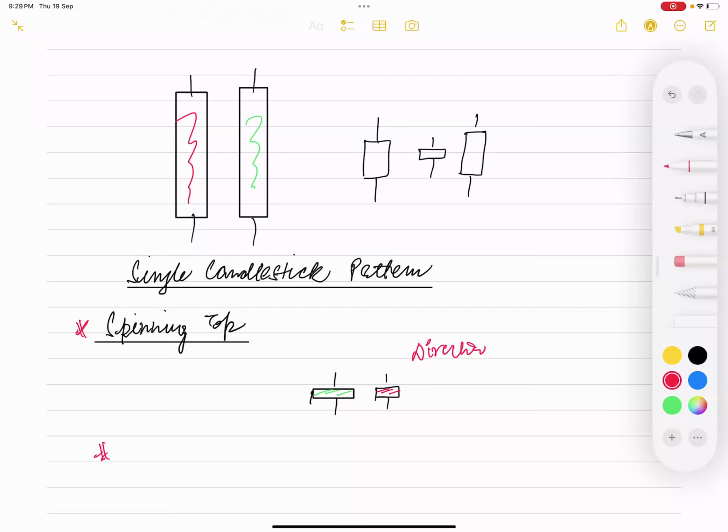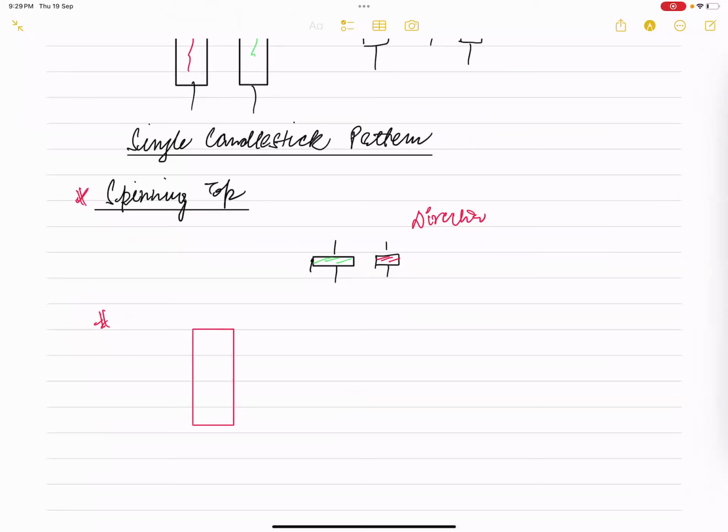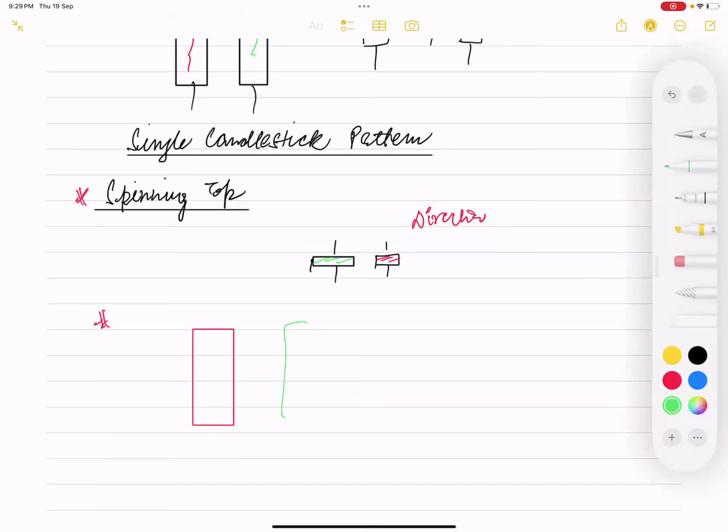Do you have an idea what is Marabuzu? No idea. Okay, so Marabuzu does not have wicks. It is a candle which does not have wicks, so it will look like this. Marabuzu is among the single candlestick patterns, and if you are able to see, these candles are really big.